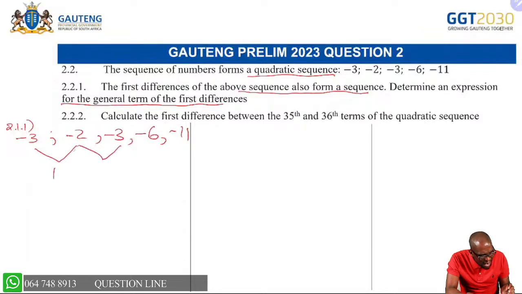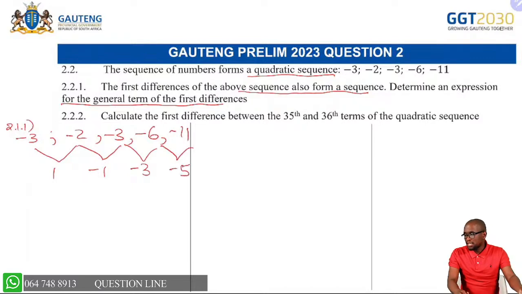Minus 3 minus negative 2 should give you negative 1. Negative 6 subtract negative 3 should give you negative 3. Negative 11 subtract negative 6 should give you negative 5. So that is how we actually find the first differences.